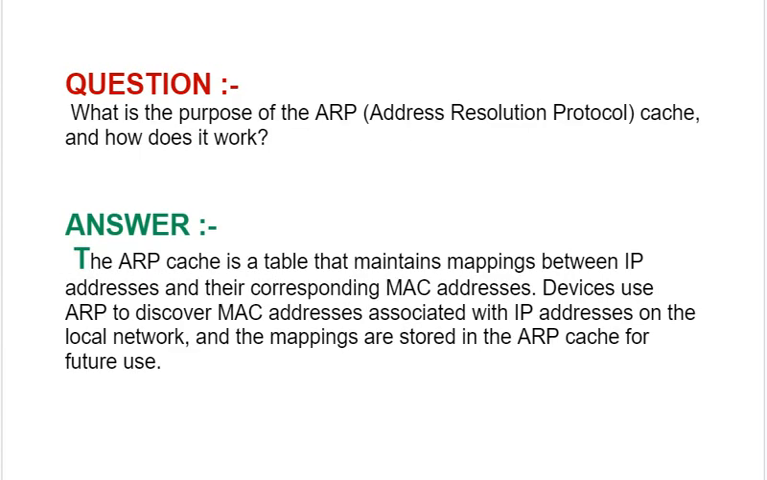Our next interview question is: what is the purpose of the ARP, Address Resolution Protocol, cache, and how does it work? Your answer should be: the ARP cache is a table that maintains mappings between IP addresses and their corresponding MAC addresses. Devices use ARP to discover MAC addresses associated with IP addresses on the local network, and the mappings are stored in the ARP cache for future use.